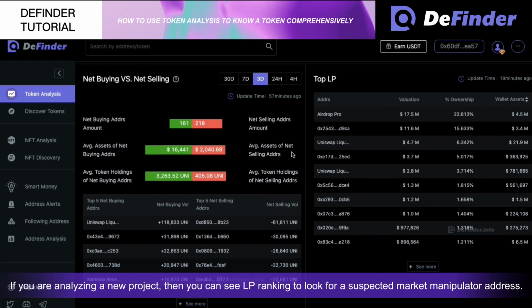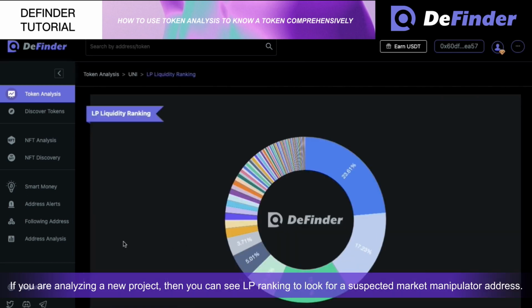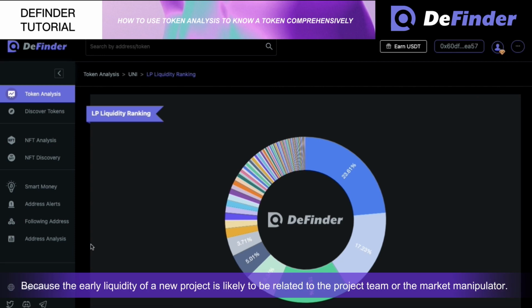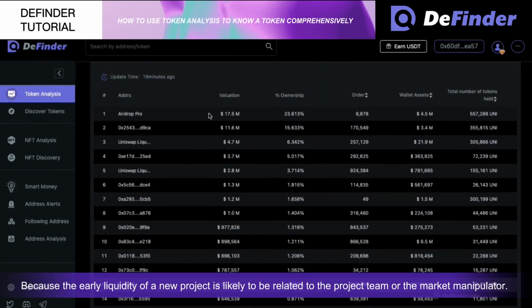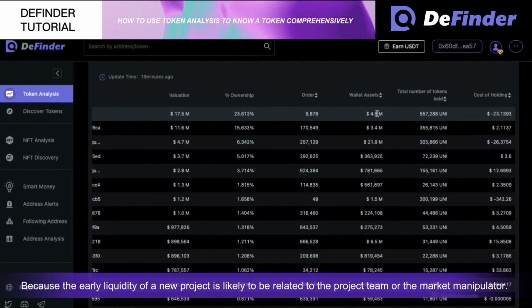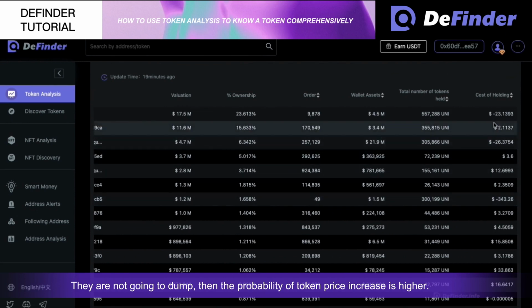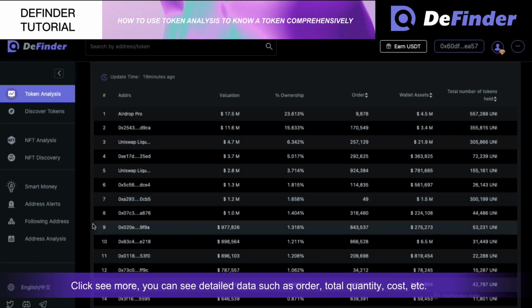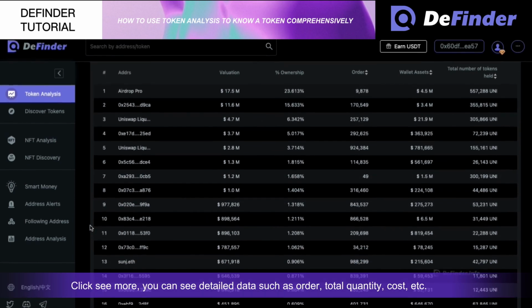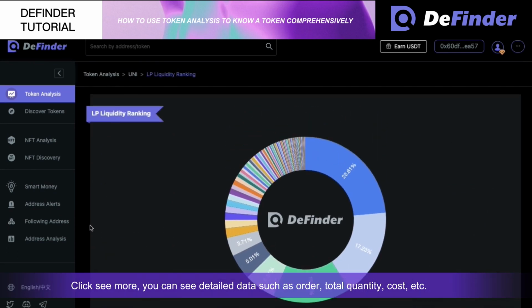The last is LP ranking. If you are analyzing a new project, then you can see LP ranking to look for a suspected market manipulator address, because the early liquidity of a new project is likely to be related to the project team or the market manipulator. They are not going to dump, then the probability of token price increase is higher. Click See More, you can see detailed data such as order, total quantity, cost, etc.